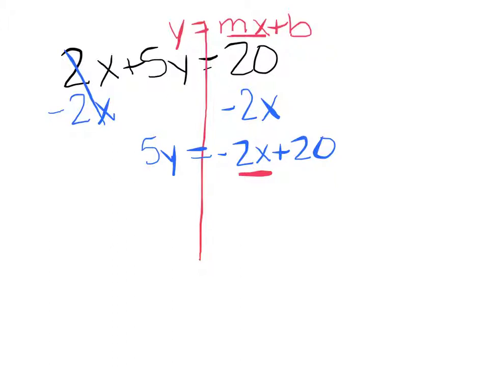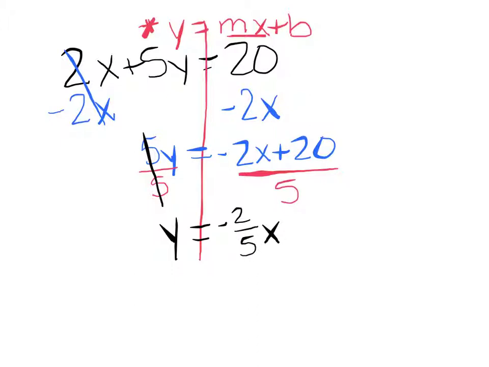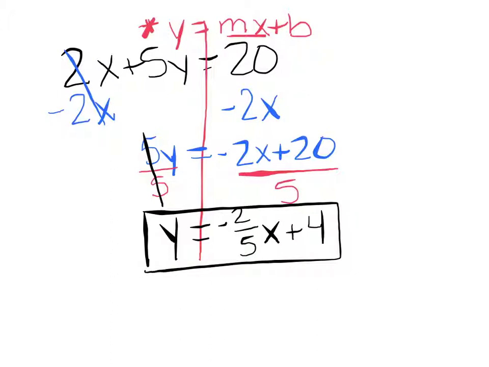Alright, so now we look at our left-hand side again. Look back at your goal. What is your goal? Your goal is to have y equals, and right now I have 5y equals. So we need to get rid of that 5. That's 5 times y, so we need to do the opposite, which is divide. So I'm going to divide both sides by 5. 5 over 5 is 1, and we're left with y equals negative 2 over 5. Doesn't simplify, so it stays negative 2 over 5 x plus 20 over 5. 20 divided by 5 is 4. So there we have our slope-intercept form of our equation.